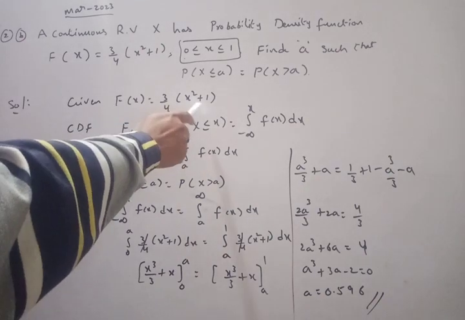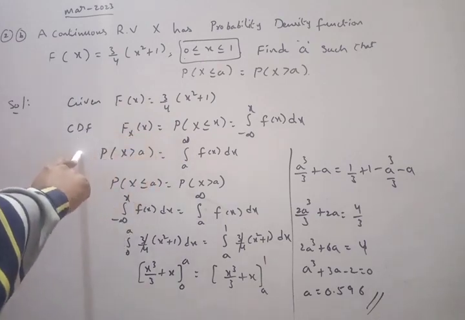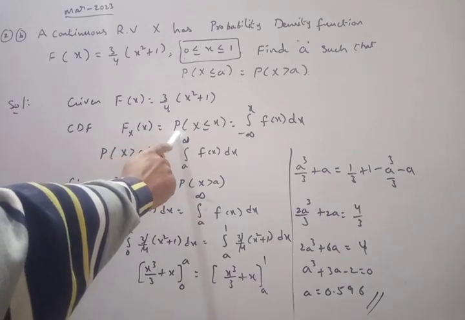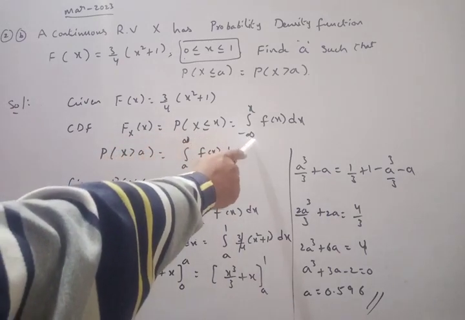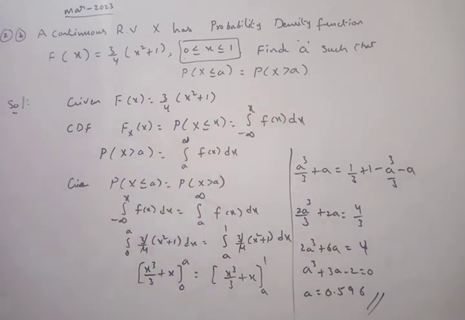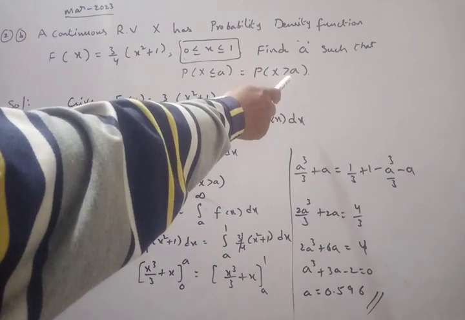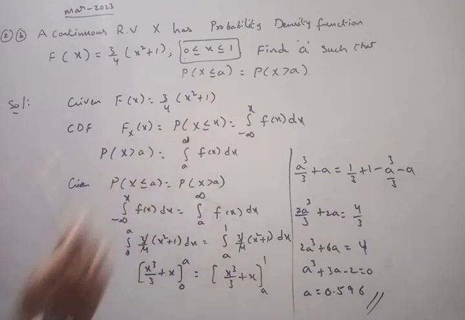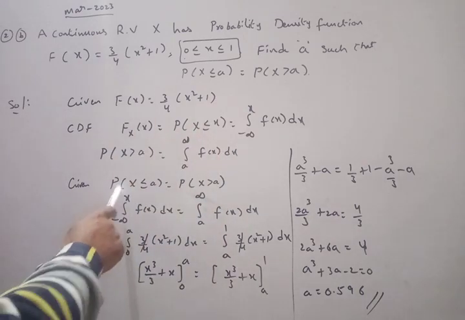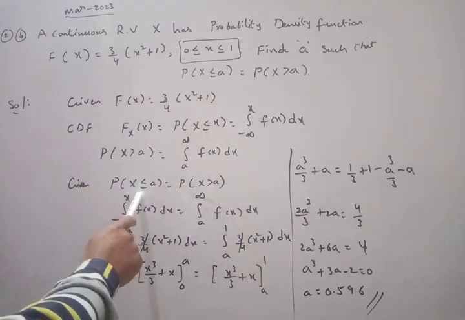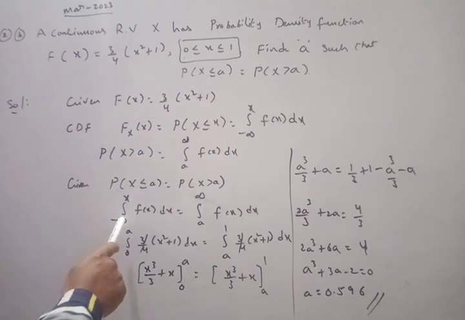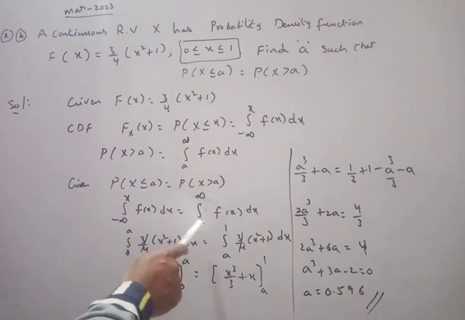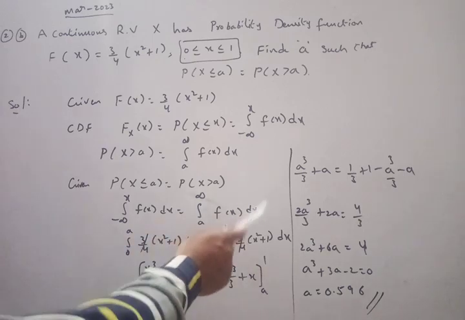Now, given f of x is equal to 3 by 4 x square plus 1. From the cumulative distribution function, we have F of capital X of x is equal to p of capital X less than or equal to x, that is equal to the integral from minus infinity to x of f of x dx. When p of x is greater than a, the limit will be a to infinity of f of x dx. Now, the given condition is p of capital X less than or equal to a, that is equal to p of x greater than a. So when it is less than a, from the definition, the integral from minus infinity to x of f of x dx is equal to the integral from a to infinity of f of x dx.